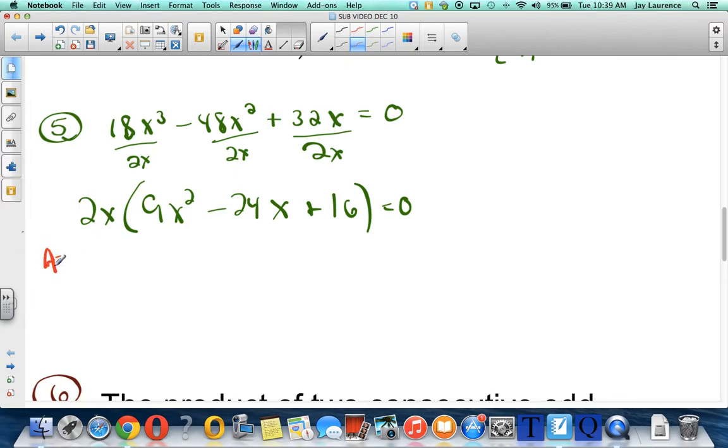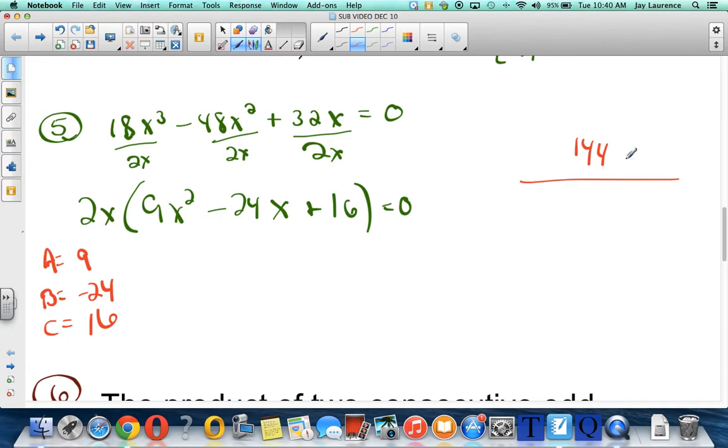So we'll start off with A, B, C: 9, negative 24, 16. Okay, multiply A times C, and I'm going to get 144. Now this is the long way to do it, but if you don't recognize this perfect square trinomial, it works really well. All right, now I need two factors of 144.